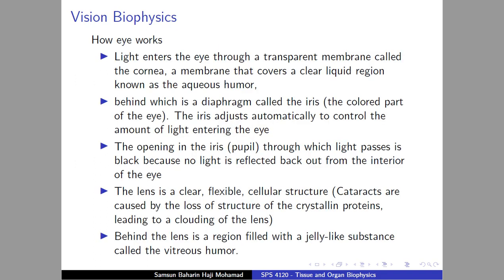Light enters the eye through a transparent membrane called the cornea, a membrane that covers a clear liquid region known as the aqueous humor, behind which is a diaphragm called the iris, the colored part of the eye. The iris adjusts automatically to control the amount of light entering the eye. The opening in the iris through which light passes is black because no light is reflected back out from the interior of the eye. The lens is a clear, flexible cellular structure. Behind the lens is a region filled with a jelly-like substance called the vitreous.